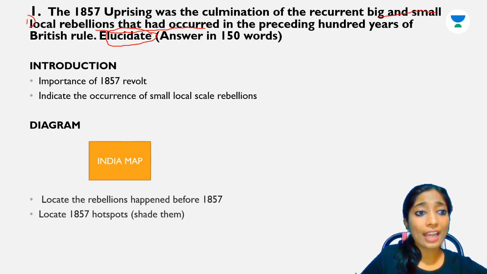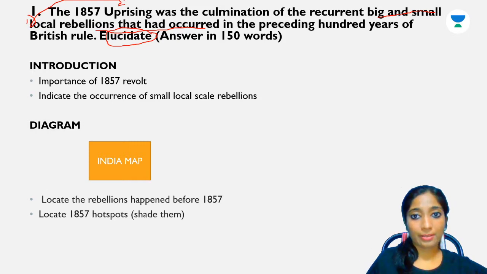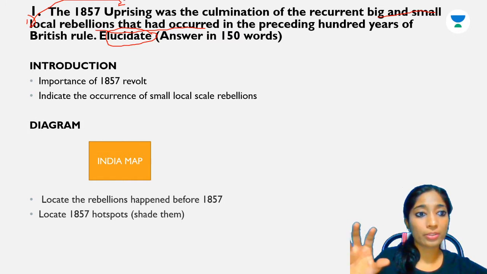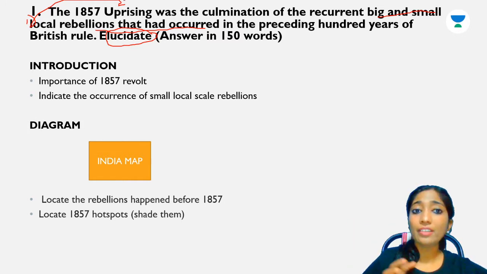That is the first one. And then you need to talk about the 1857 uprising, how it got culminated with the 1857 uprising. So your answer should cover two things. One is about the rebellions and then about the 1857 revolt. So in the introduction, you talk about the occurrence of small and local rebellions before the 1857 revolt and how it triggered the 1857 revolt.